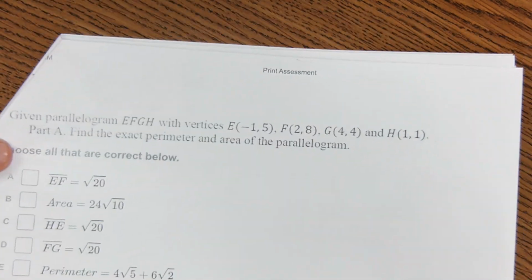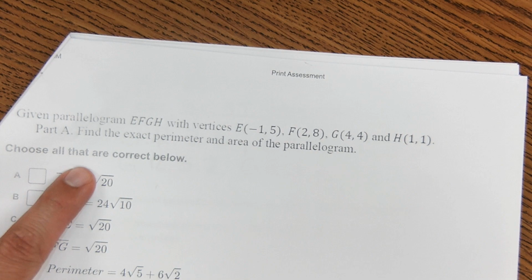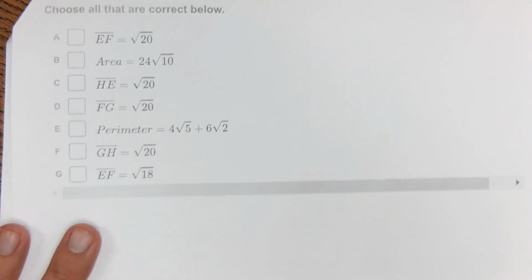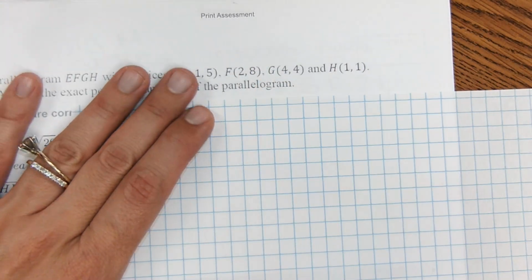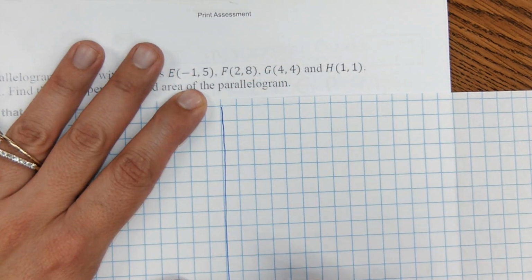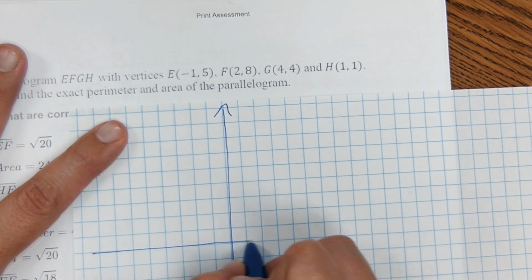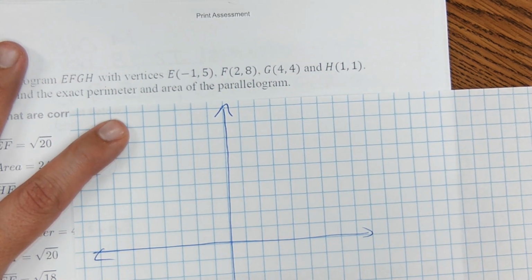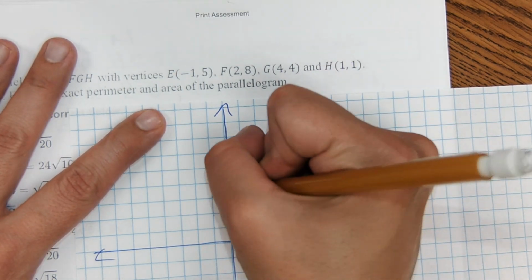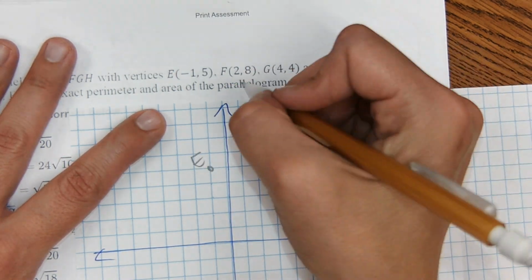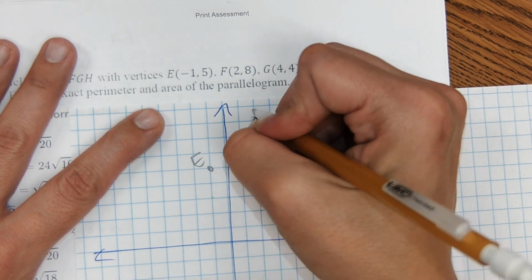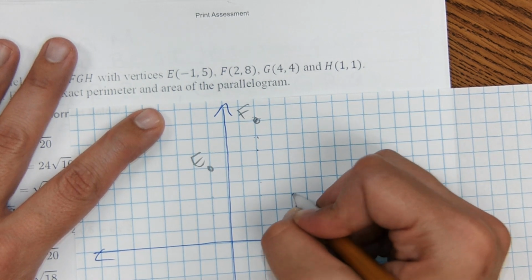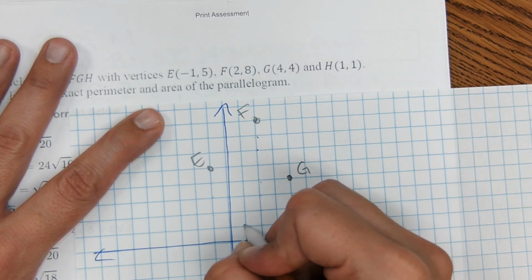Okay, and last but not least, this one right here: given this parallelogram with these points, find the exact perimeter and area of the parallelogram. Let's see. Okay, so I'm going to quickly just graph these points. E is at negative 1, 5. Here we go, E. F is at 2, 8. G is at 4, 4. And H is at 1, 1.